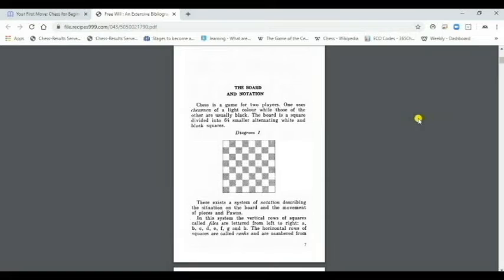Means you need to know the notation, algebraic notation. My next video is completely about algebraic notation. Then we will go into the real fundamentals of chess. Okay, so for now we are sticking to this book.